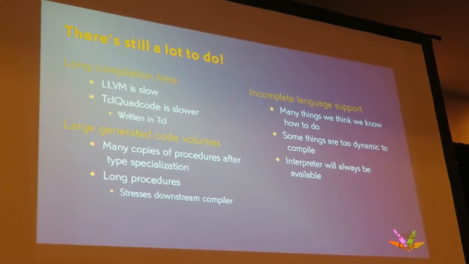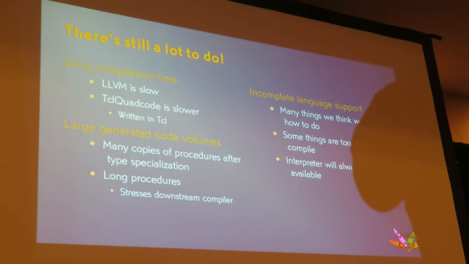There's incomplete language support. There's a lot of things that we know how to do. There's always going to be things that are too dynamic to compile, but the interpreter is always available. One thing to watch out for is that if you are doing really dynamic things with eval and such like, that won't be callable from machine code. Because, again, it does unpredictable things to outer context on the stack. It can go out and uplevel. And so all the assumptions that we'd have, that this is an integer because we put an integer there, go out the window.